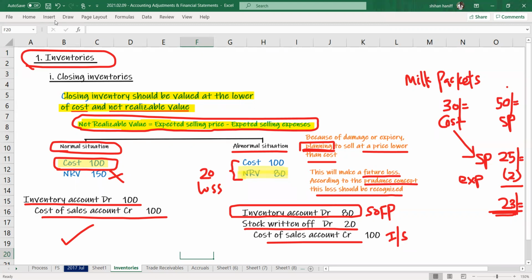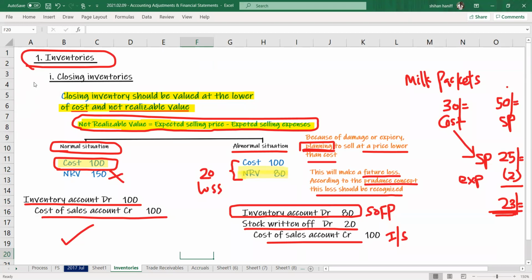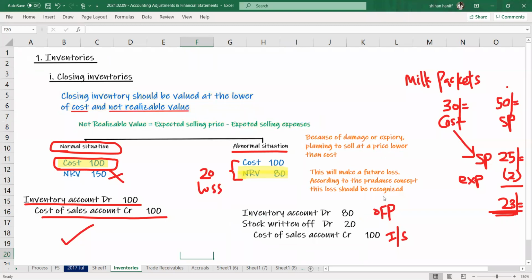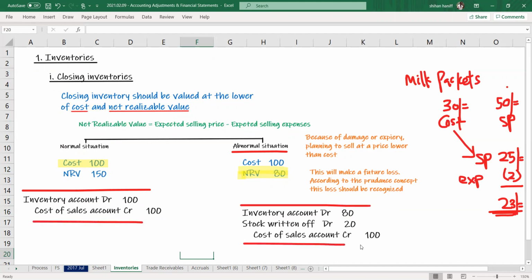Right, so can you write this? Inventory, closing inventory. Normal situation, we take the cost, and the double entry is this. Abnormal situation, double entry is this.